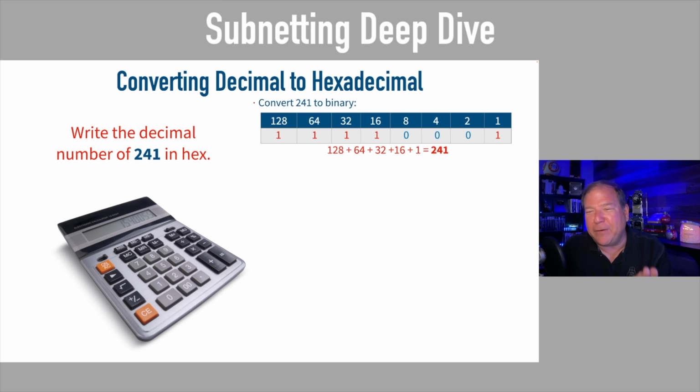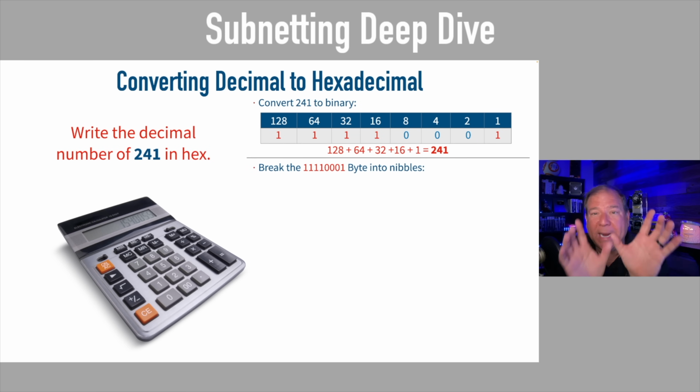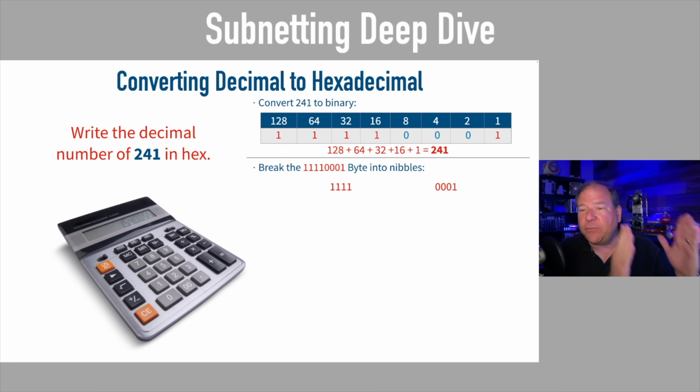Is 241 greater than or equal to 128? Yes, put a 1, find the difference, take the difference to the next column. We did that plenty of times. But we're going to convert 241 to binary. And when you do that, it comes out to 11110001. That is a byte. It's 8 bits. We're going to take those 8 bits, that byte, and break it into 2 nibbles, 2 4-bit nibbles. So the first 4 bits are 1111. The last 4 bits are 0001.